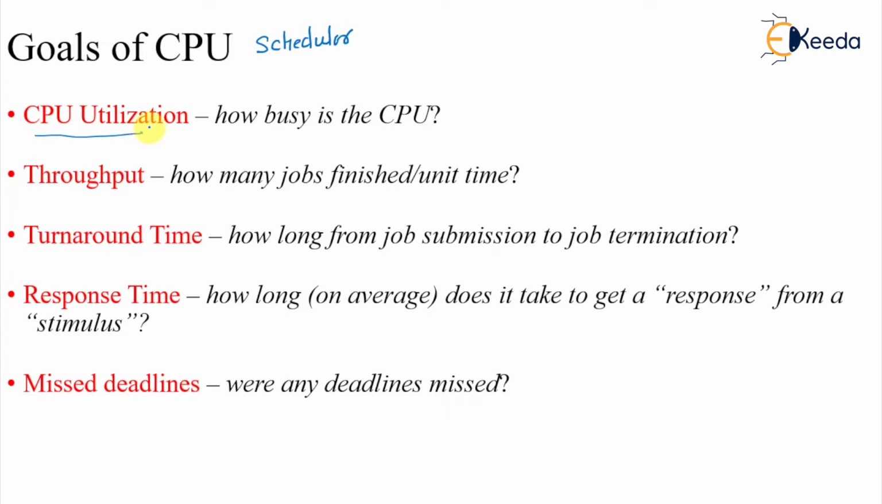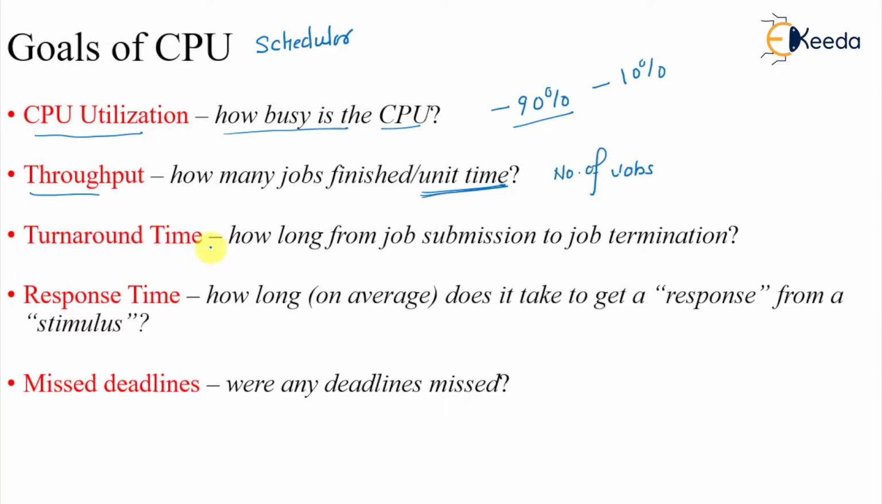They want CPU utilization, and the simple definition is how busy the CPU is. Throughput. Utilization and throughput are something like this: I can say that only 90% of the time the CPU was busy and 10% of the time it was idle. Throughput is how many jobs are completed in unit time, right? So the number of jobs completed, that is your throughput.